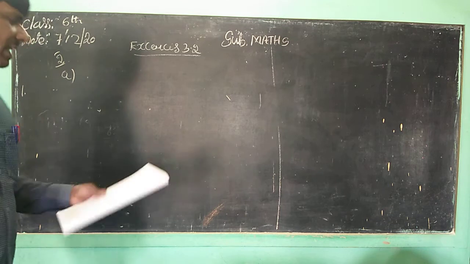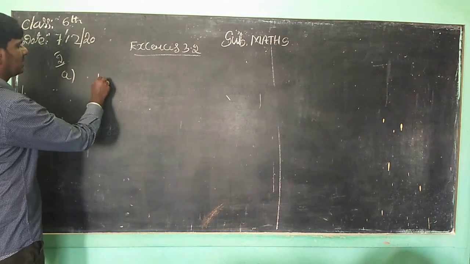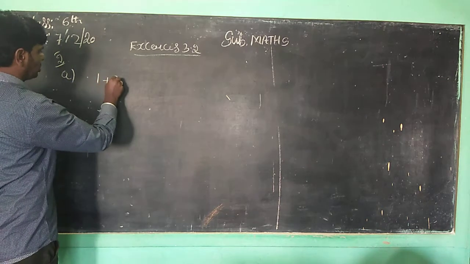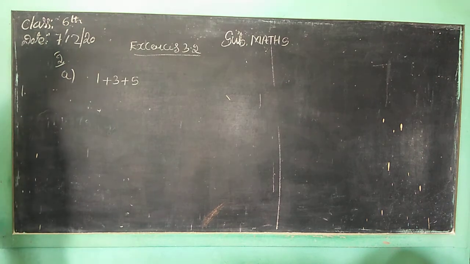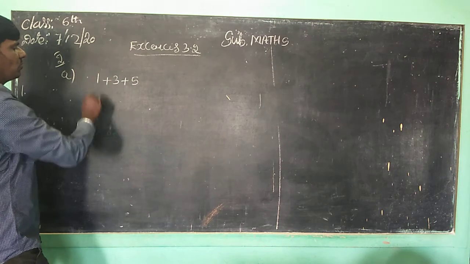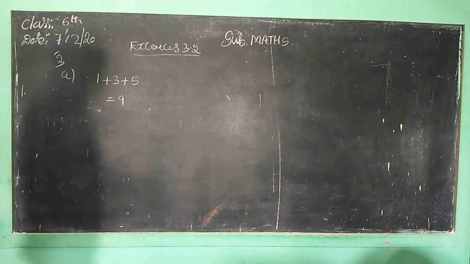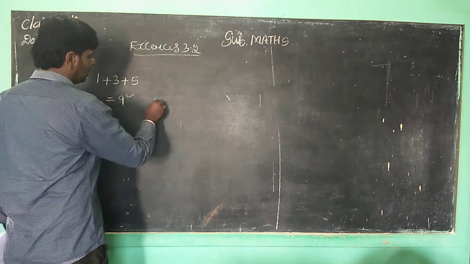The sum of three odd numbers is even. So, according to that, take three odd numbers: 1 plus 3 plus 5. 1 plus 3 is 4, 4 plus 5 is equal to 9. Is 9 an even number? No, children, this is false because it is an odd number.